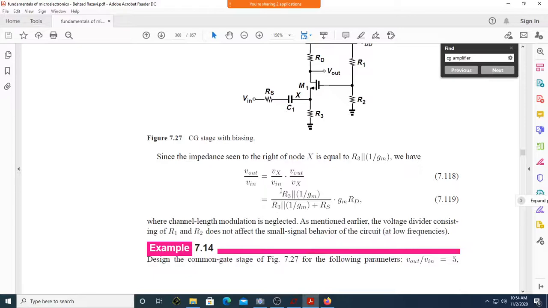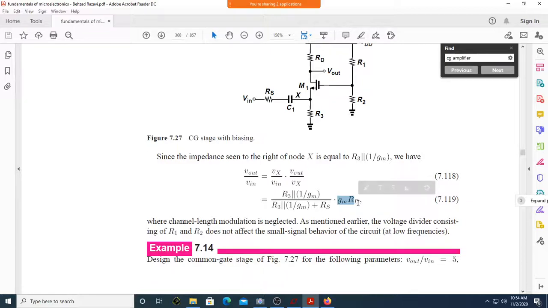See here, first it is again Vx by Vin. Can you see here R3 in parallel with 1 over GM, divided by R3 in parallel with 1 over GM plus R signal, multiplied by GM into Rd? No, GM into Rd is the gain of your CG amplifier.